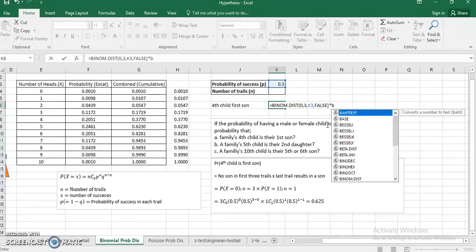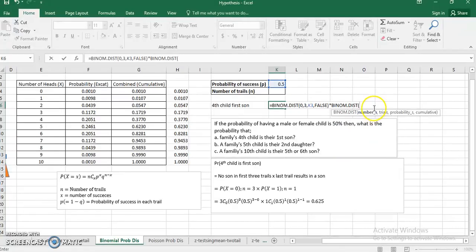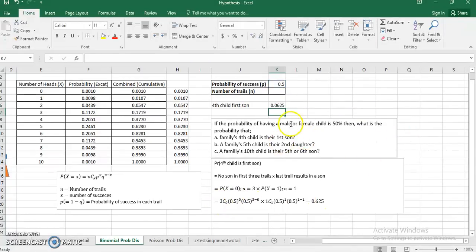Again, BINOM.DIST function. Now I'm interested in, look at this particular part here, one success out of one trial with a probability of 0.5 once again, and again I want an exact match. So you can see the function. This function is an exact replica of this manual calculation right here. And if I hit return, I get my answer 0.0625. And if I convert it into a percentage, that means there is a 6.25% chance that the fourth child is the first son.